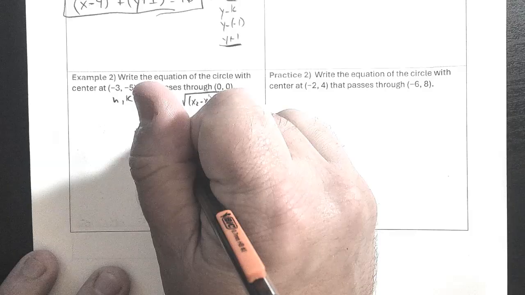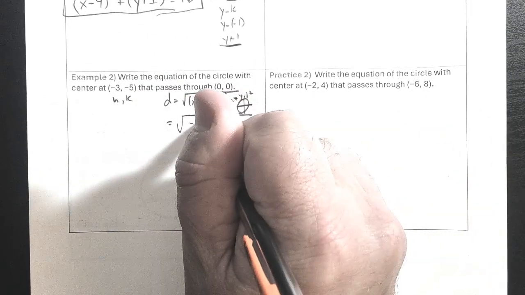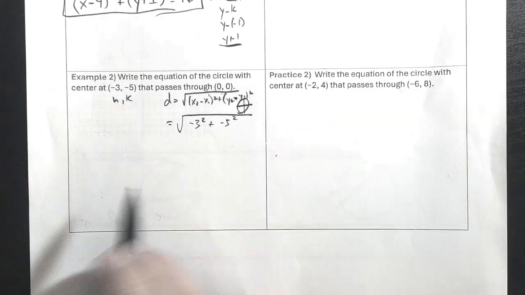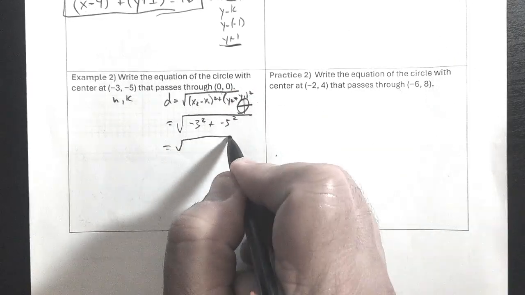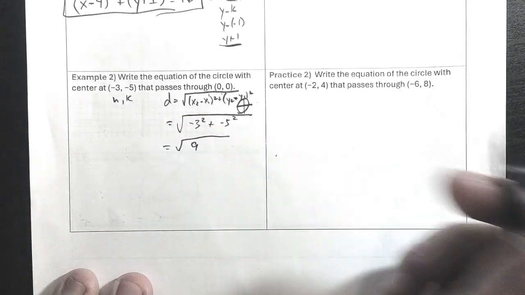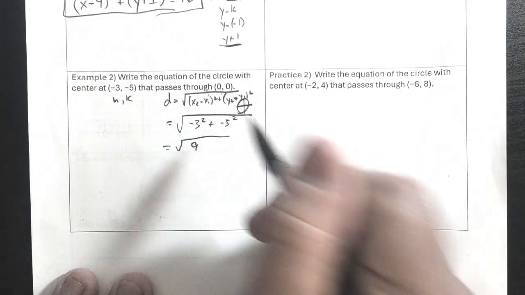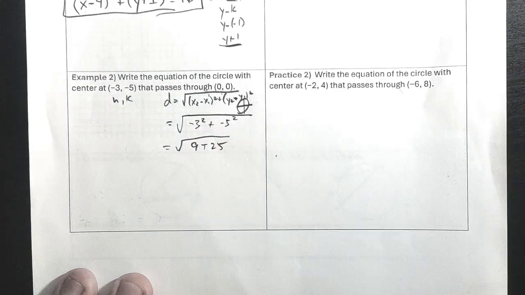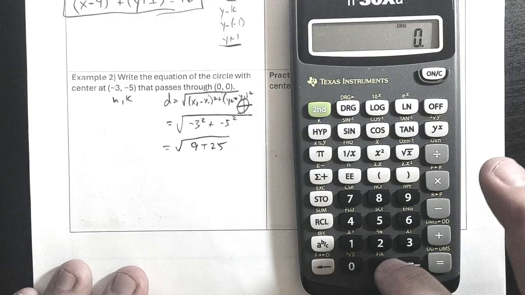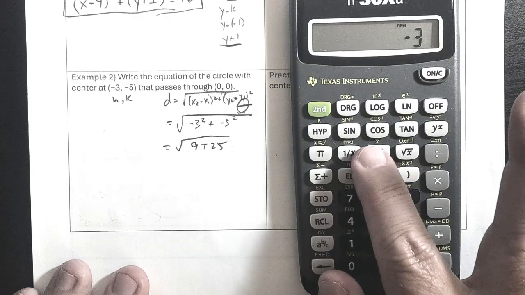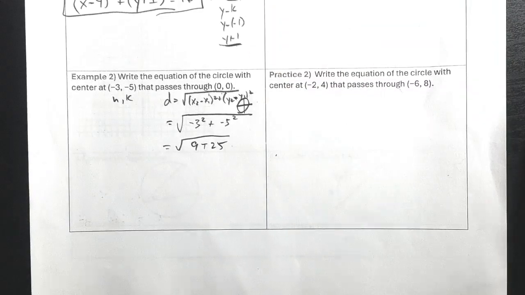So we can cut a lot of our work out. So you have 3 squared plus 5 squared. Because again, 0 plus these, you're left with those. And when you square a negative number, -3 squared is 9, positive 9. And -5 squared is 25. Just in case you don't believe me, let's get the calculator. So 3, we'll make it negative. When we square it, it's 9, because that's 2 negatives. Negative times a negative equals a positive.